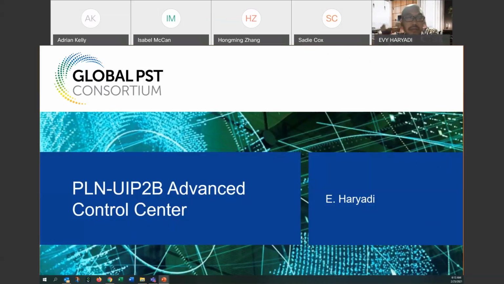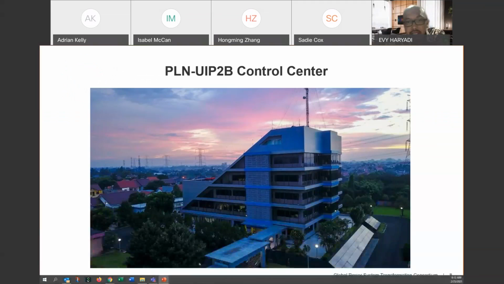Good morning, everybody. I'm Haryadi from PLN Indonesia. This morning, I would like to share some information from our organization about our plan for implementing the new advanced control center. This is our building of control center in Jakarta, Indonesia.